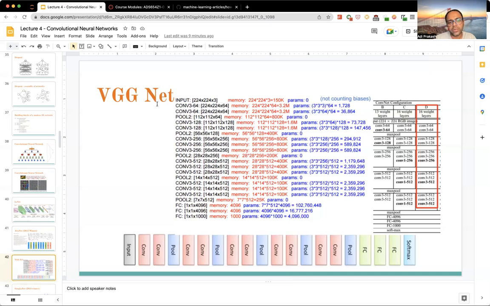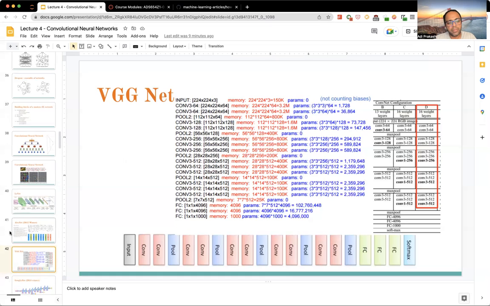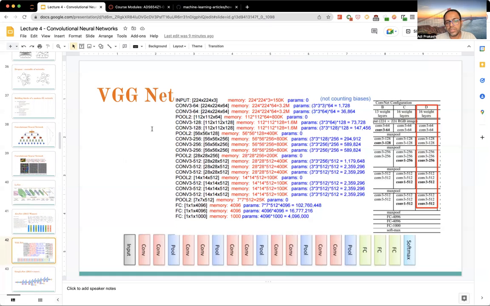So the VGG was a birth of transfer learning. And that's why VGG was really popular for a long time. And it was very simple to understand. There's no complication here. And VGG has really good results. But that year, it was not the VGG that won, right?